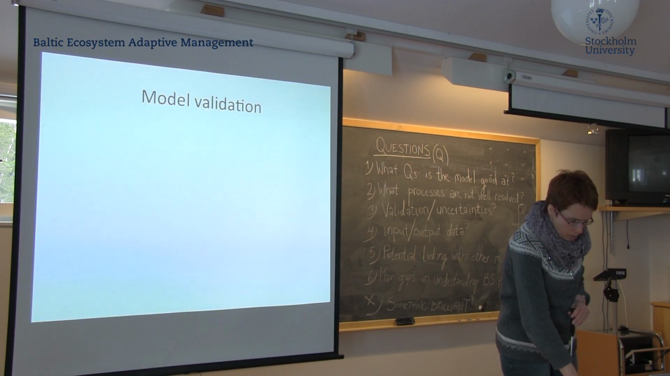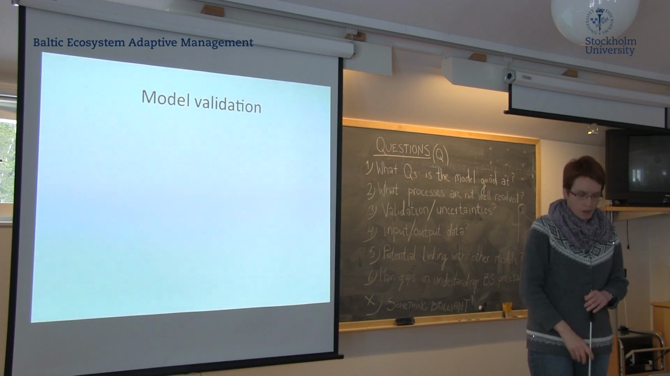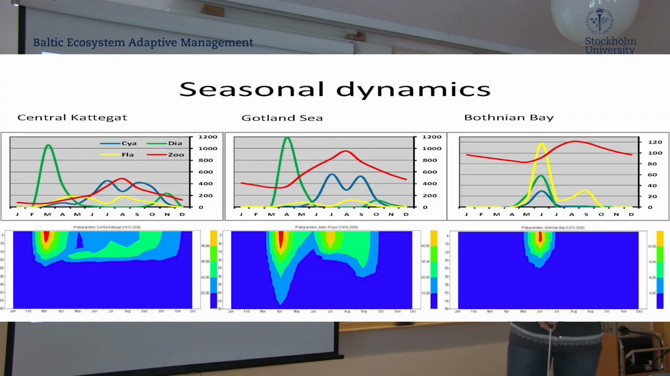What do you do with your model? How do you validate something like that? I think Markus has actually shown a lot of the basic principles already. So one thing that you can do is, does your model resolve the seasonal dynamics of nutrients and phytoplankton in your system? And does it resolve some of the gradients that you know exist in the Baltic?